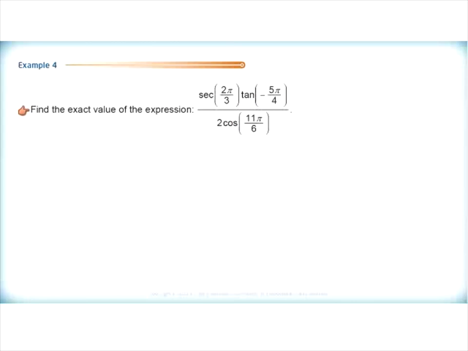Okay, I think we have one more example left. Find the exact value of this trigonometric expression: secant of 2 pi over 3 times the tan of negative 5 pi over 4, divided by 2 times the cosine of 11 pi over 6. We have to find each of these individually first. So I'm going to draw 3 diagrams, one for each of the trig ratios.